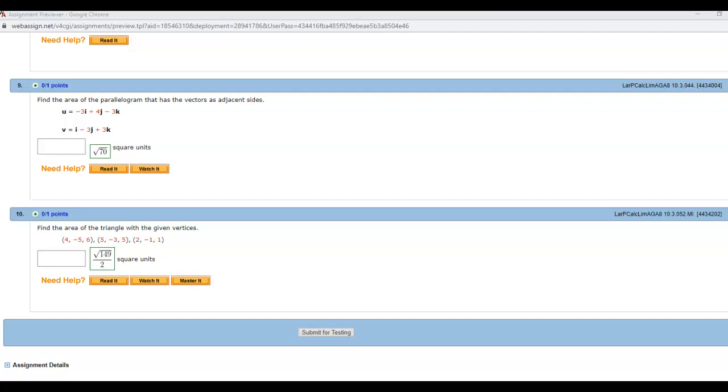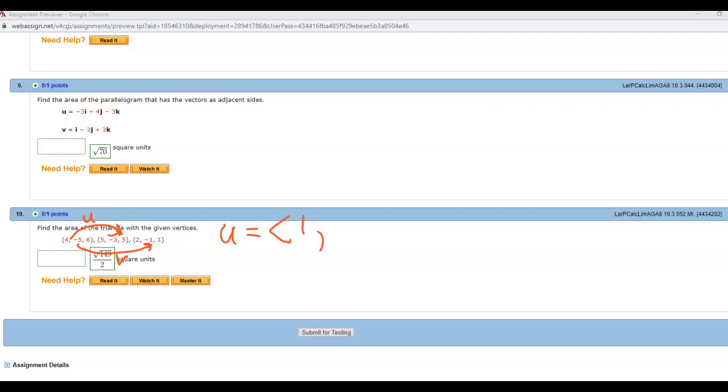So I can make vector u go from here to here, that would be u. And then vector v would go from here to here, that would be v. So how do you find a vector from 2 points? This was from the 10.2 homework. Have you done the 10.2 homework? You have to subtract, right? Terminal minus initial.